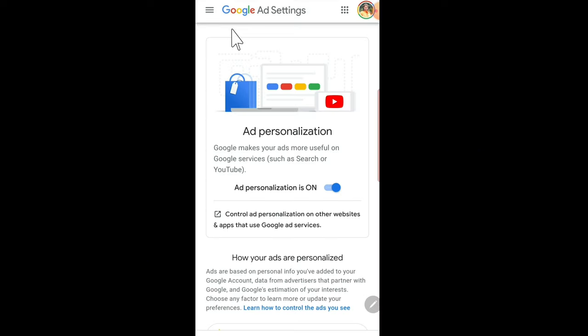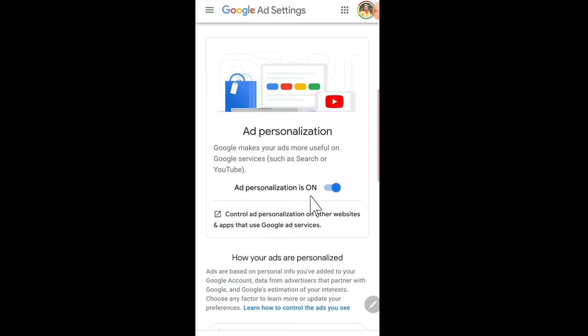And just for fun, I thought I would go into my own Google Ads settings and see what Google thinks it knows about me. When you go into your Google account and track down your Google ad settings, you'll probably see this item, ad personalization. And this is something that you can turn on or off in Google.